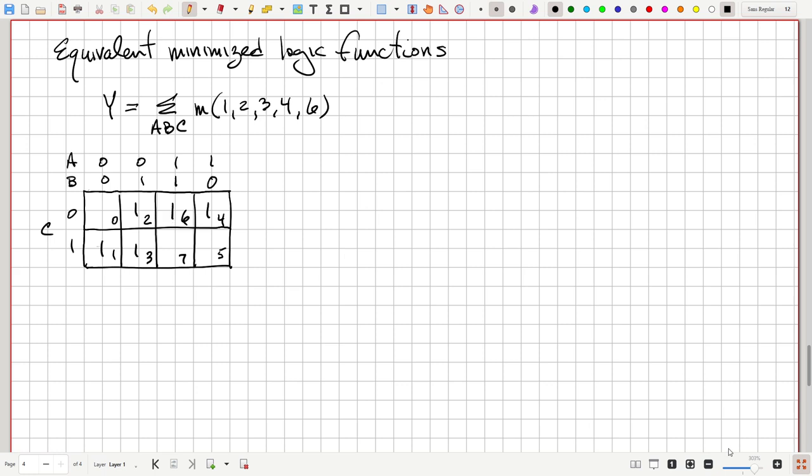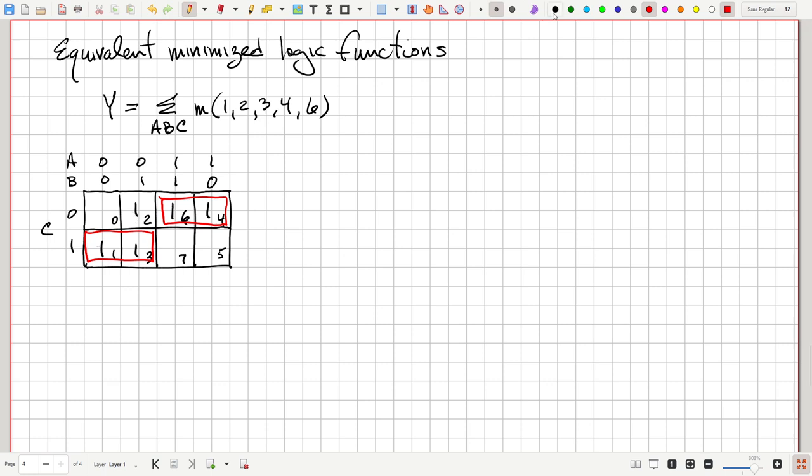All right, so let's see. We want to find, are there any 4x4 blocks? No, but there are 2x2 blocks. For example, we could do this 2x2 block there, and then we could do this 2x2 block there. And that leaves this one dangling.